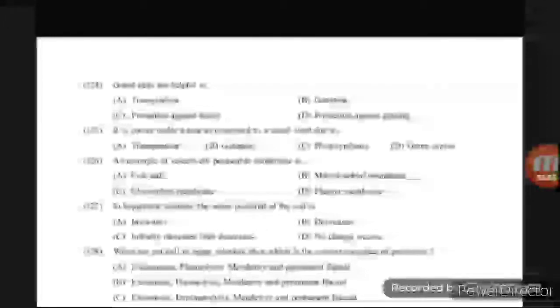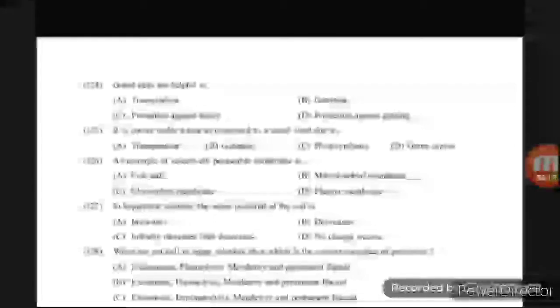So in question number 125, it is cooler under a tree as compared to a metal shed due to transpiration. So due to transpiration, it is cooler under a tree as compared to a metal shed. So therefore option A is the correct answer for question number 125.